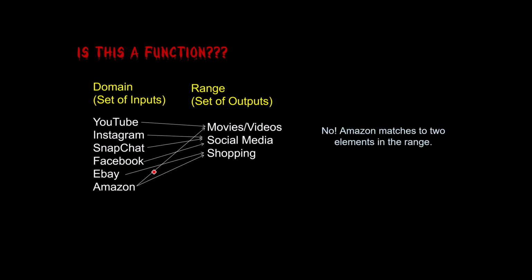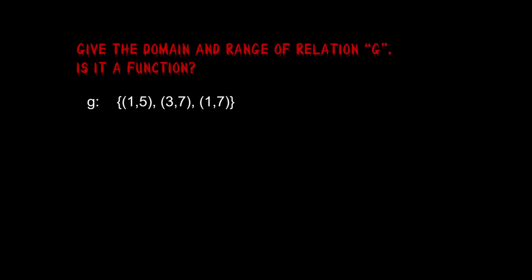No. Amazon is matching to both the movies, videos item in the range as well as to shopping. In order to be a function, every item in the domain must match to exactly one item in the range. Let's make it more mathy.